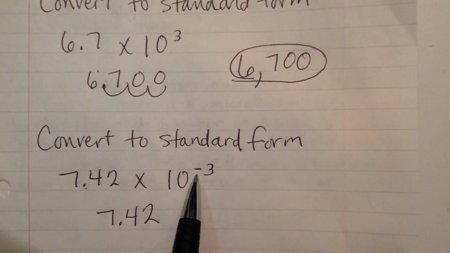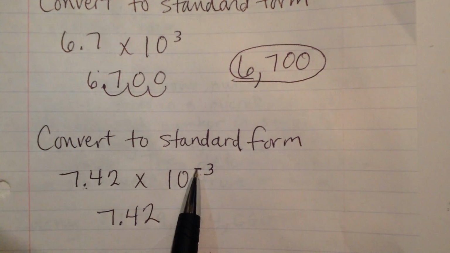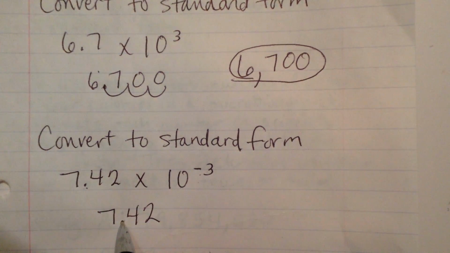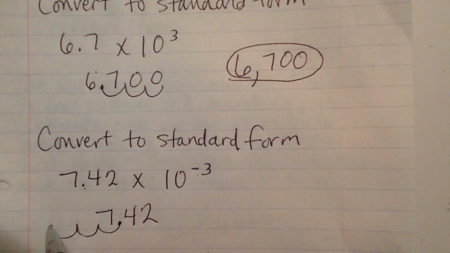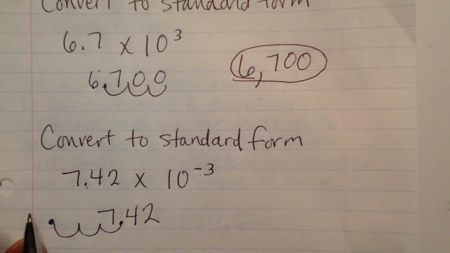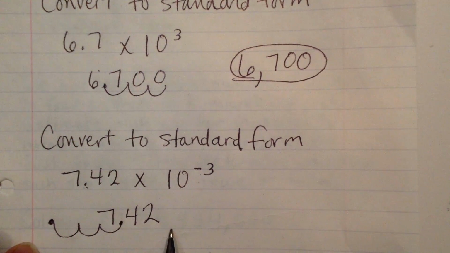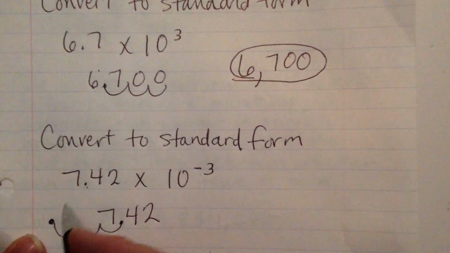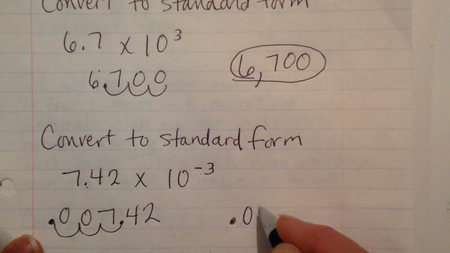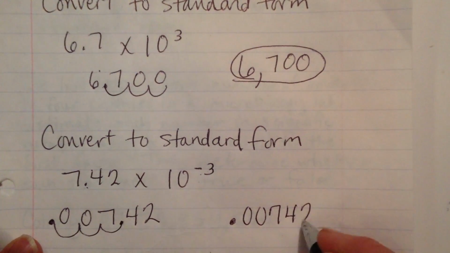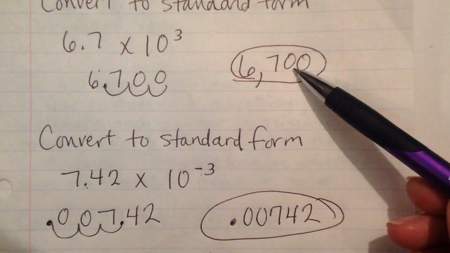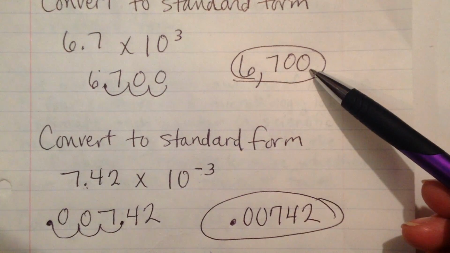If your exponent is negative, you move your decimal to the left 3 times. So we'll move our decimal to the left. 1, 2, 3. Here's the decimal. Now you have to leave me a decimal if it's anywhere except behind the last digit to the right. So I must leave the decimal out front and fill in the open spaces with 0. Therefore, my answer is 0.00742.